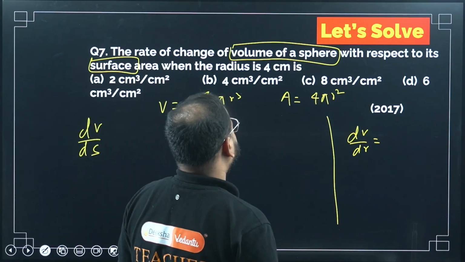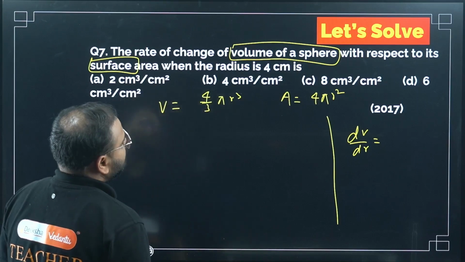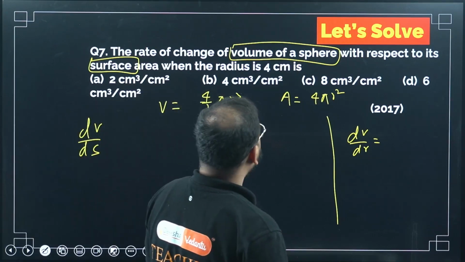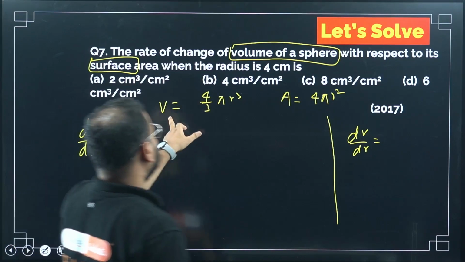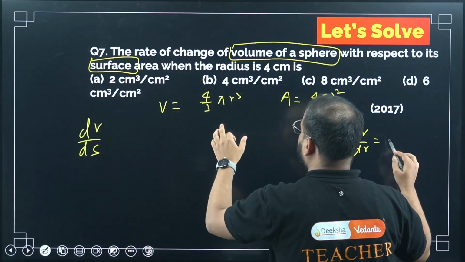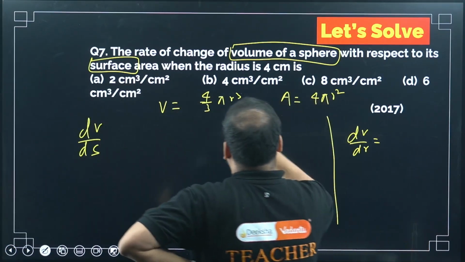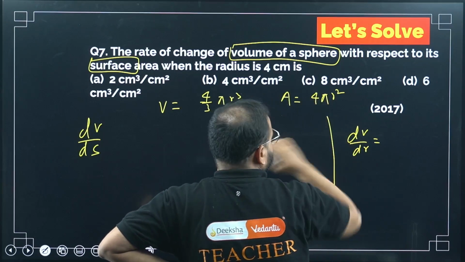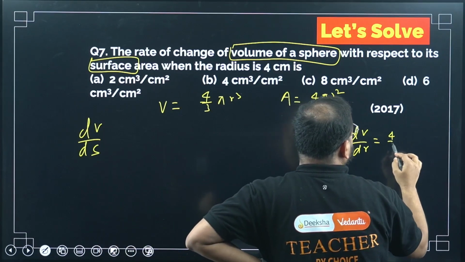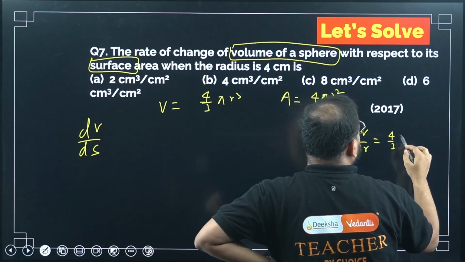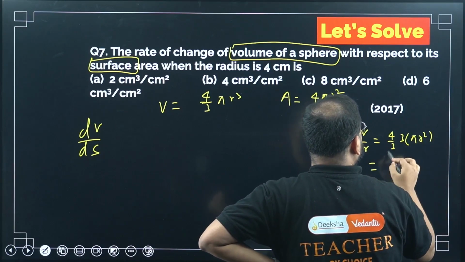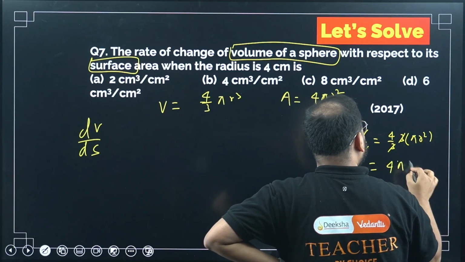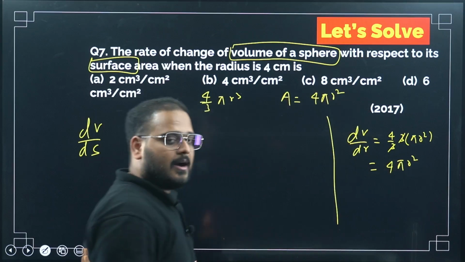dV by dr. So if I am doing this, V is here, so I'm going to write it as 4 by 3 pi r cube. 4 by 3 will remain as it is. I'll get 3 times pi r square, and the 3 will cancel out. I'll get 4 pi r square.